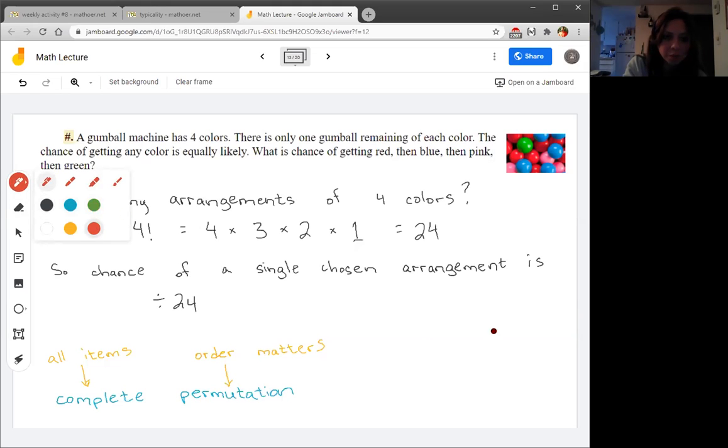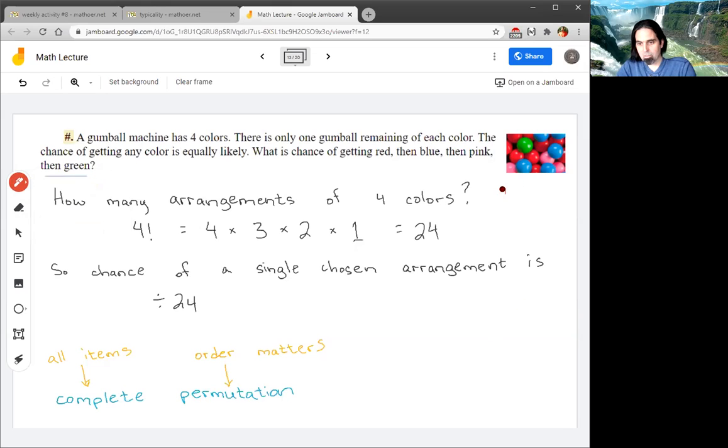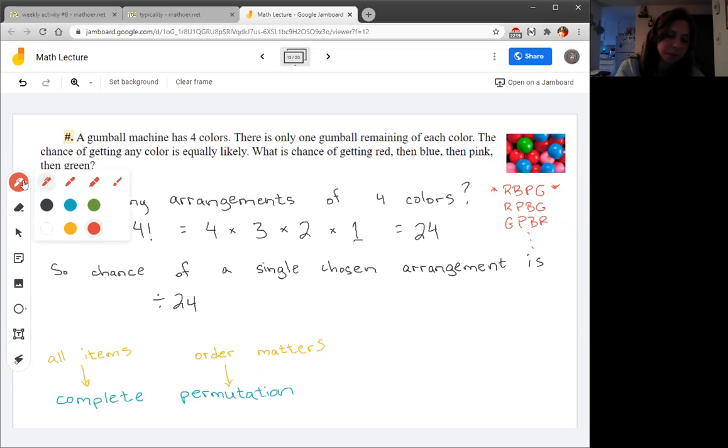Let's start listing them. So we could have red, blue, pink, green. That's the one that we sort of have highlighted this time, right? We could have red, pink, blue, green. We could have green, pink, blue, red, and so on. So there's 24 of those. What's the chance that we just have that one? So that would just be 1 out of the 24. Okay, that's what I originally thought.